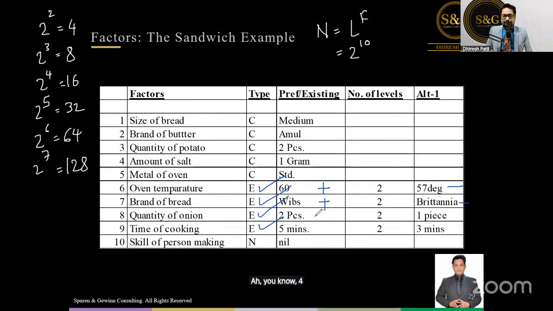Let's say quantity of onion, highest is 2 pieces, lowest is 1 piece. Time of cooking, highest is 5 minutes and lowest is 3 minutes. So this way they have decided the factors and the levels. Now let's do one thing.